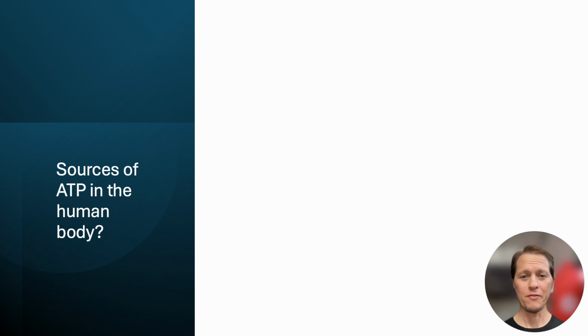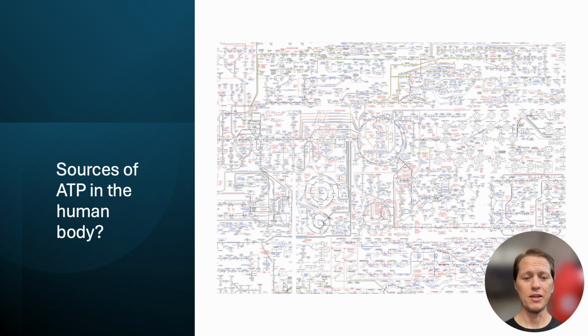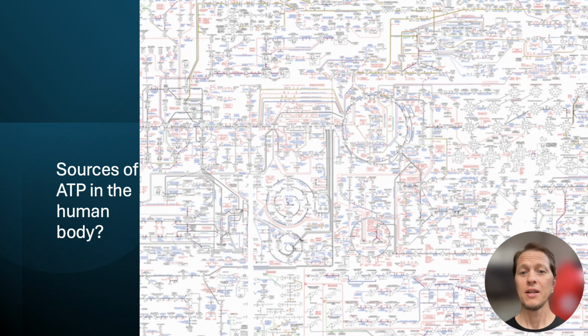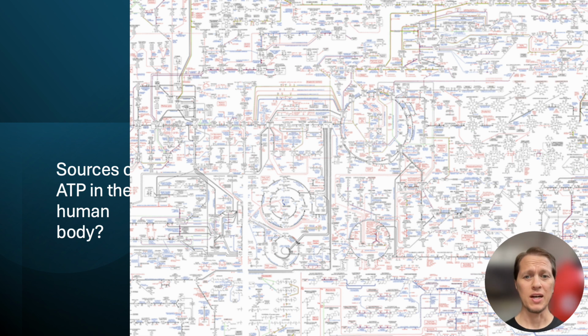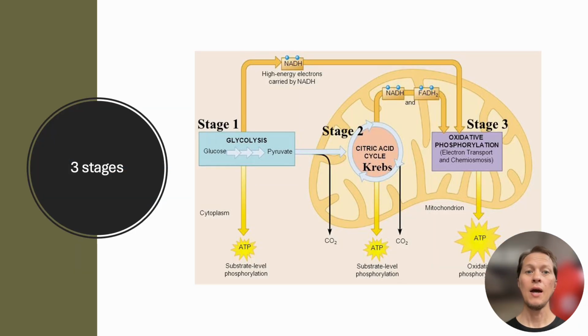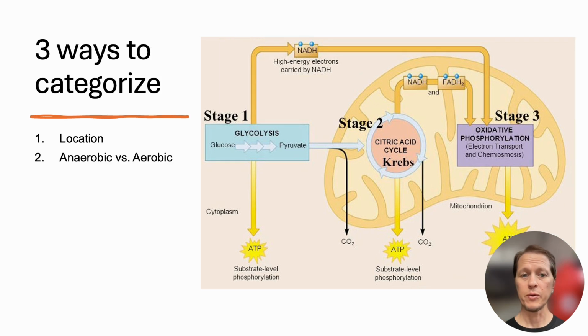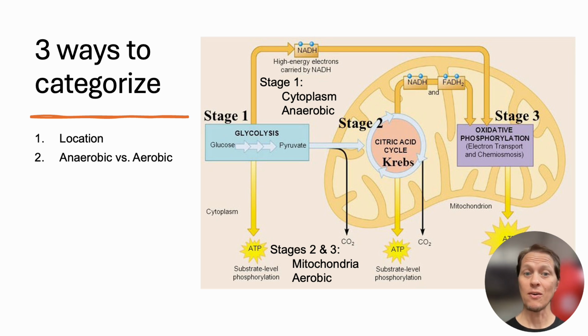So some of you may have come across this in your teachings and learnings. These are all the different metabolic processes that go on in a cell, and it's like, holy smoke, where am I going to find ATP? And it's very easily summarized here. Stage 1, 2, and 3: glycolysis, citric acid cycle, and oxidative phosphorylation. And we all know that. Another way to categorize this location: stage 1 being in the cytoplasm and categorized as anaerobic, and stage 2 and 3 are in the mitochondria and aerobic.